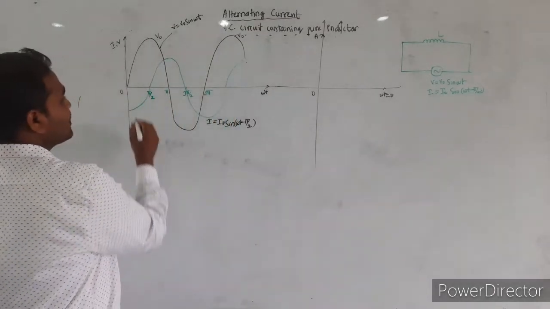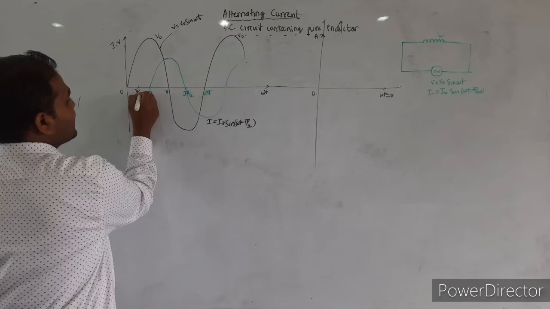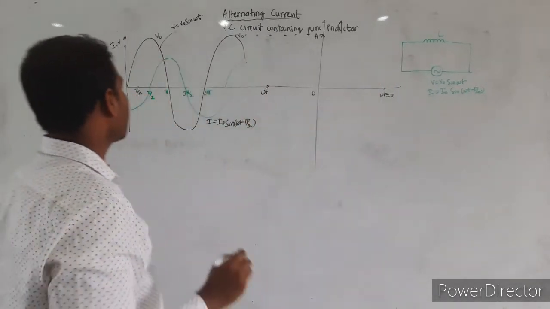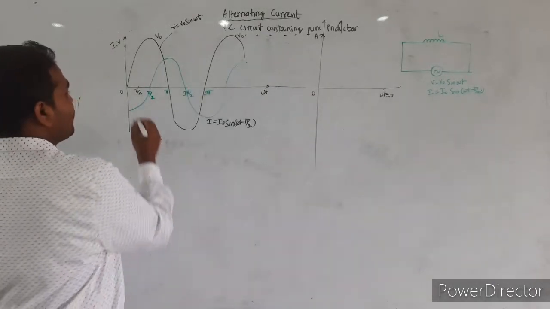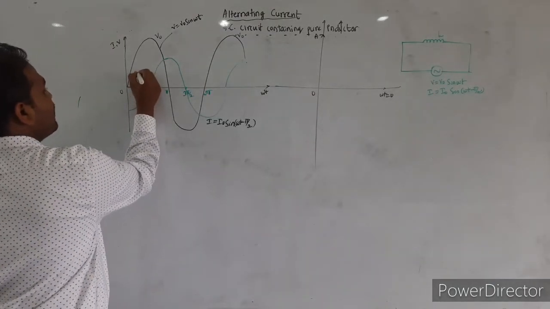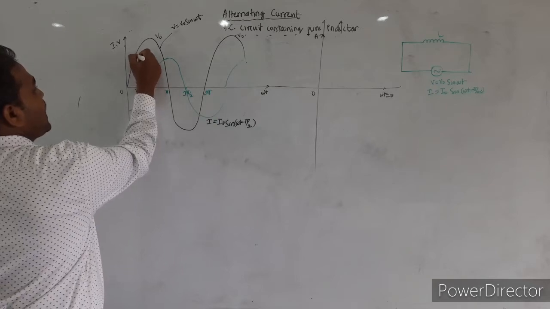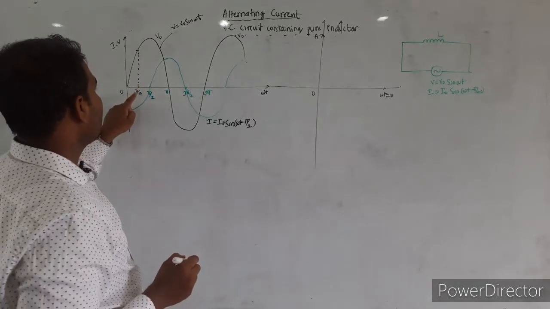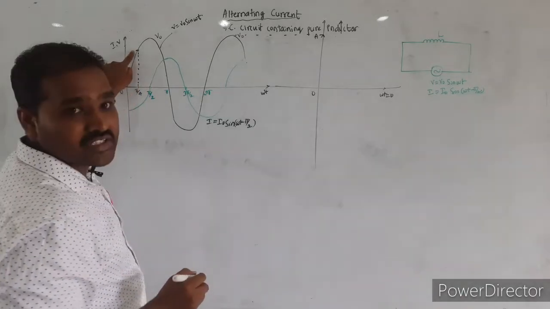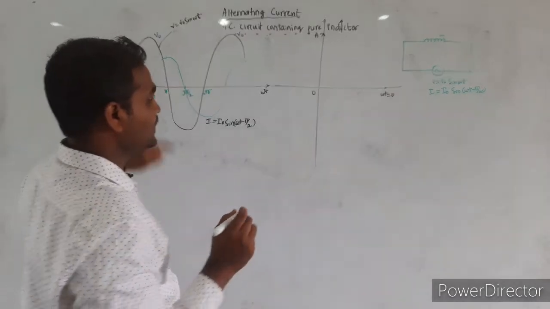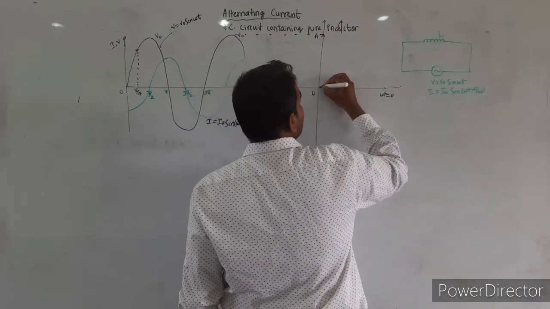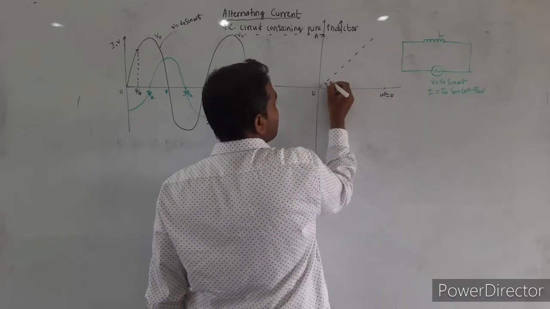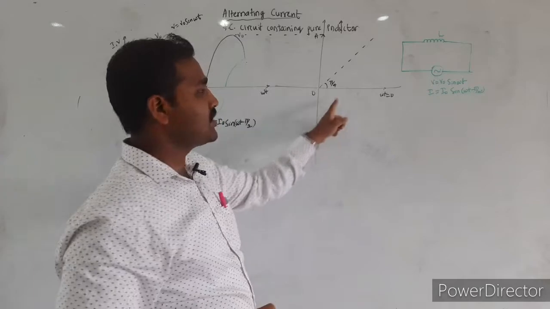Let me consider some random angle, some 45 degrees. Let us say I am taking omega t is equal to pi by 4 radians. What happens when omega t is equal to pi by 4? We shall find the instantaneous value of voltage when my angle is pi by 4 radians or 45 degrees. This is where we have to find out the value of instantaneous voltage. For that I can draw one 45 degree line here. So I will draw one line at an angle of 45 degrees with respect to the x-axis or the 0 degree line.